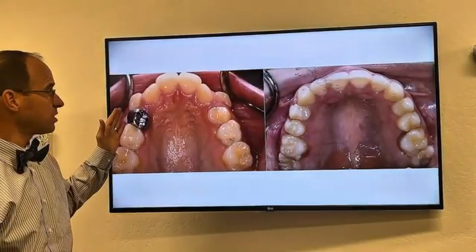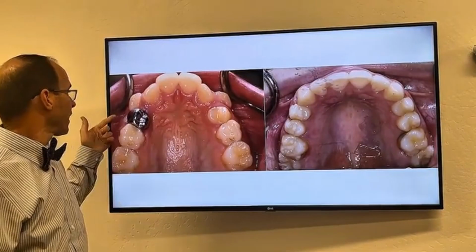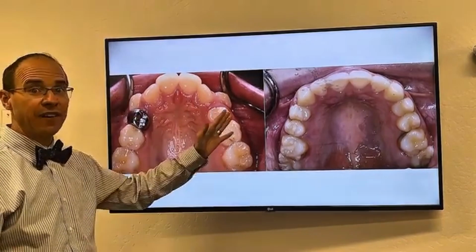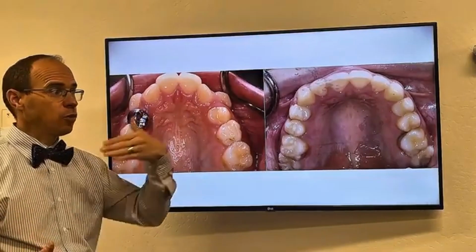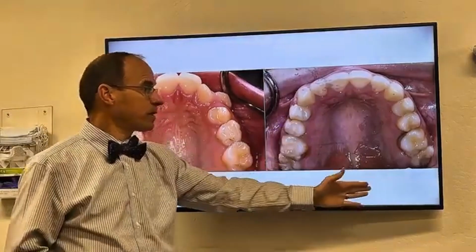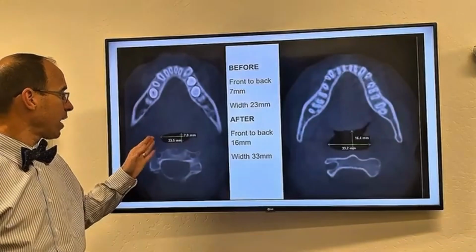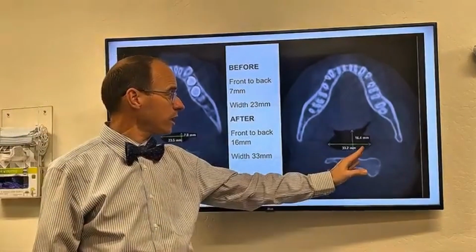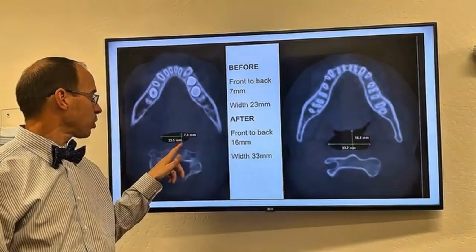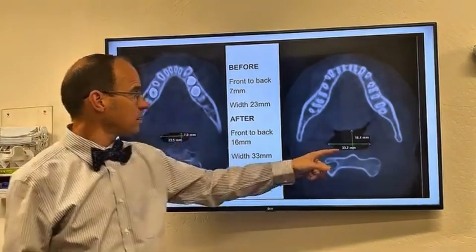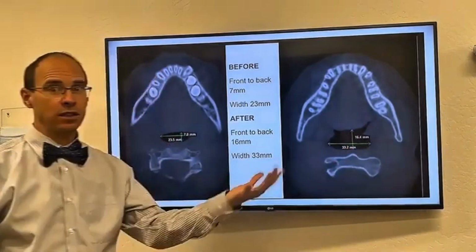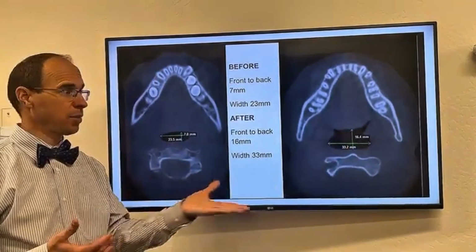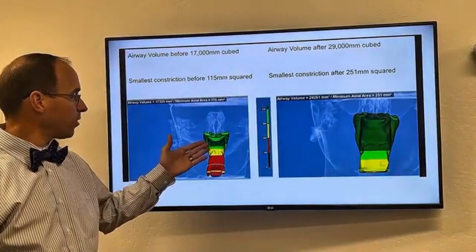This is another patient, severe crowding, and she has her premolars coming in. These canines are blocked out, very small mouth. We widen, we advance the maxilla, open this all up. We give her an airway that goes 23 millimeters in width to 33. With her advancement, we're going front to back 7 to 16, more than double, increasing her airway and breathing space. This is her airway volume right here.